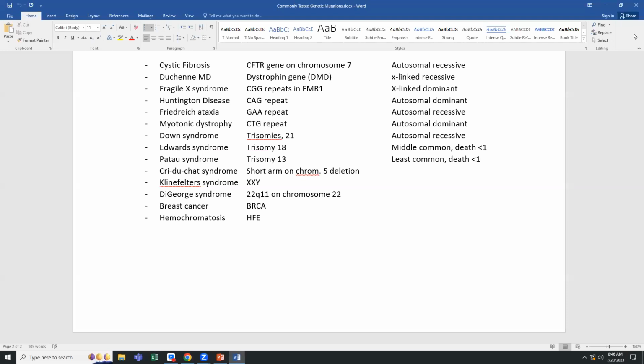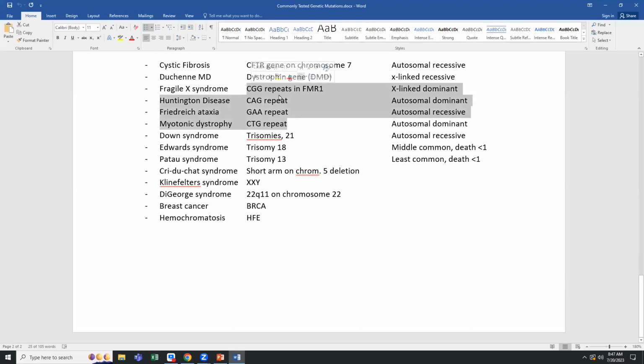Huntington's, Friedreich's ataxia, and myotonic dystrophy all have gene repeats. And so that's kind of interesting. They'll have these sections of 3 nucleotides that repeat over and over. We call them trinucleotide repeats. I wouldn't necessarily commit to memory these genetic repeats like CGG, CAG, GAA, CTG.